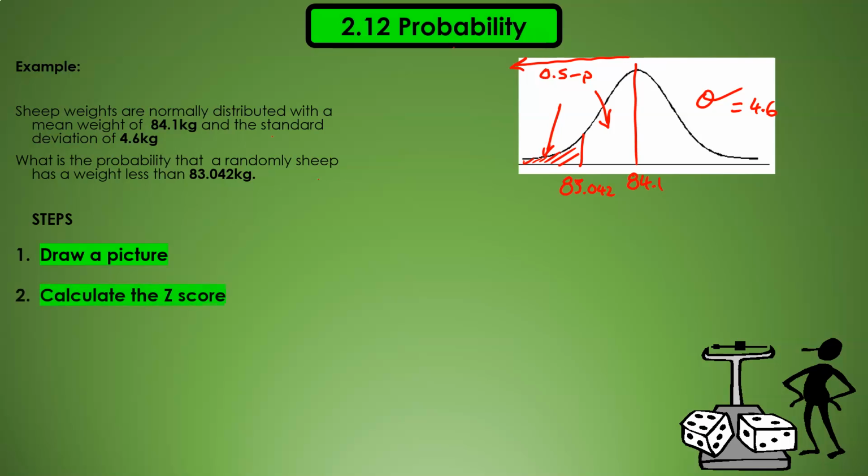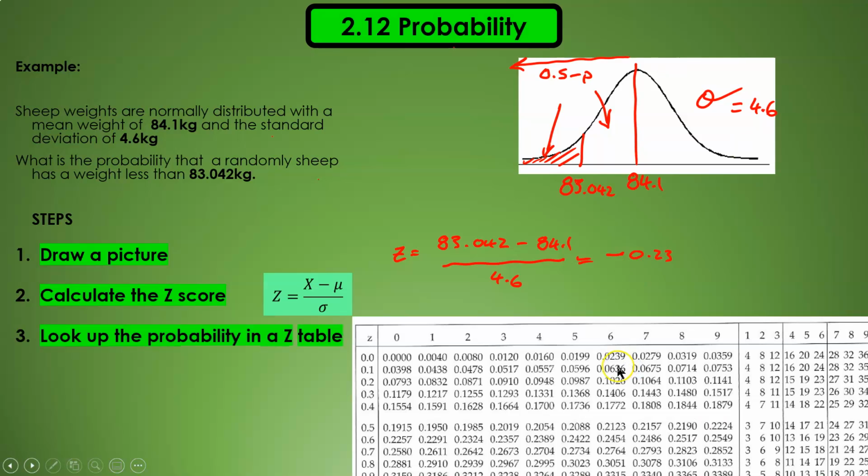The next thing is to calculate our z-score. So again, z is equal to 83.042 take away 84.1, divided by 4.6. We put that on our calculator, which gives us minus 0.23. Then we use that on our z table. 0.23 gives us a probability, or this area, equal to 0.1293.